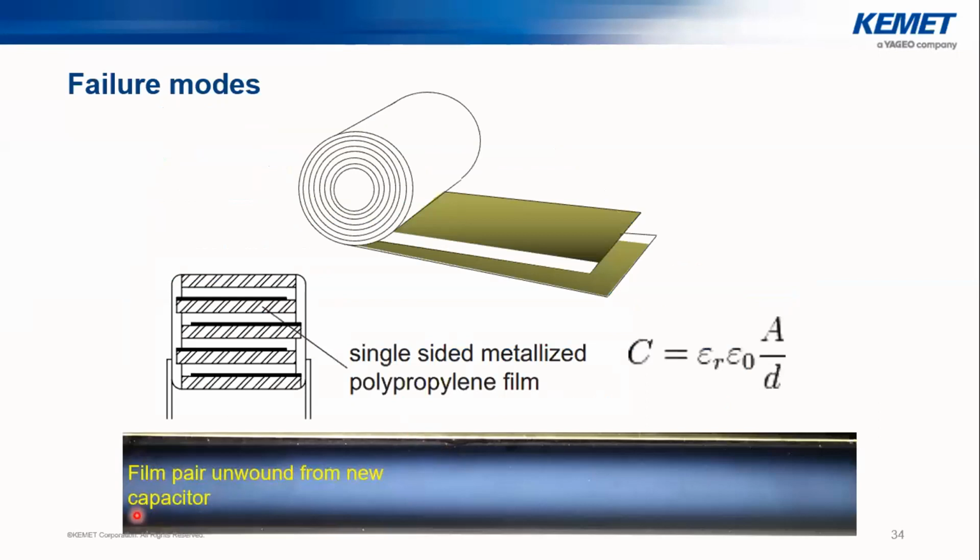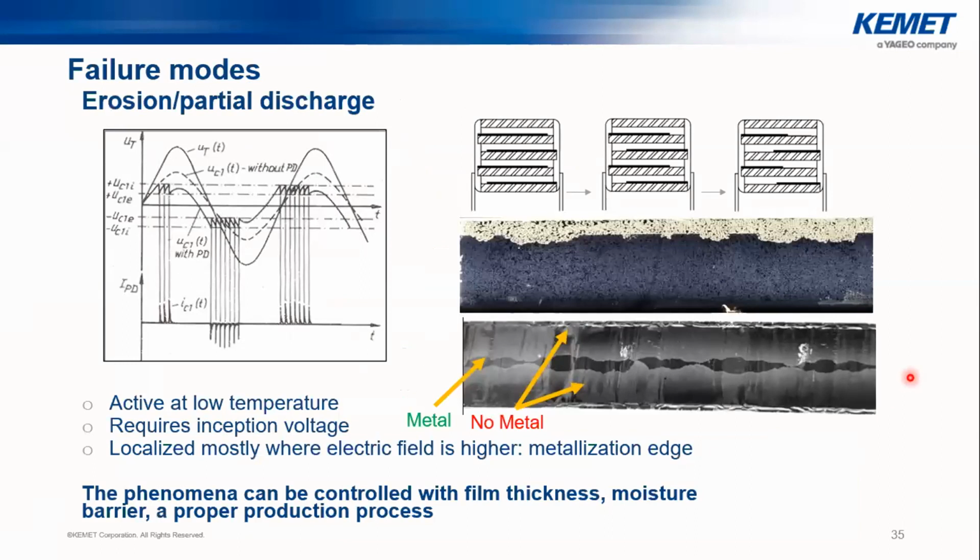As you can see here, for example, this is a film pair wound from new capacitors. So this is how it looks. But when we have an erosion or partial discharges, you can see this metallized film can become like this. So we have just the metal part here, but no metal part on the edges. So over time the metal part gets eroded and gets smaller and smaller, and in this way we can reduce the capacitance. This can happen at low temperature, so this phenomenon is not necessarily dependent on temperature.